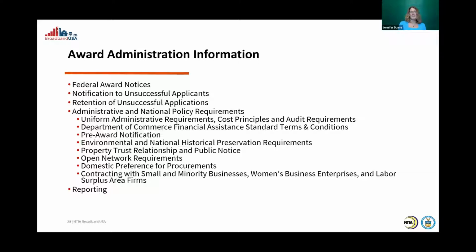And looking at domestic preference for procurements, or Buy American, and then looking at contracting with small, minority business, women's business enterprises, and labor surplus area firms, looking for preferences in contracting with those entities. And then finally, reporting. There'll be reporting requirements that are outlined in the NOFO, both financial reporting and performance reporting on a semi-annual basis. And then there will also be an annual reporting requirement where we'll be looking at awardees to tell us what they expended their grant funds on, and what outcomes and services they delivered as a result of using grant funds under this program.